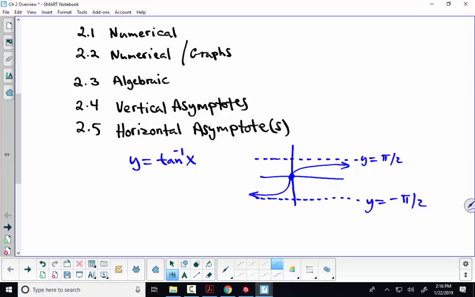So the idea in 2.4 and 2.5 is that it's helpful if you remember the processes of finding those kinds of asymptotes, but more or less in 2.4 and 2.5, we're going to say it's okay if you forget it, because now we have a calculus-based method to determine where those things are.